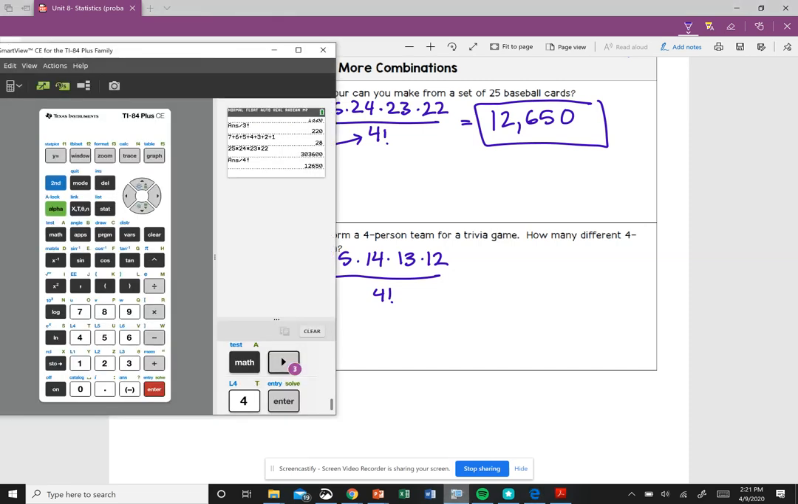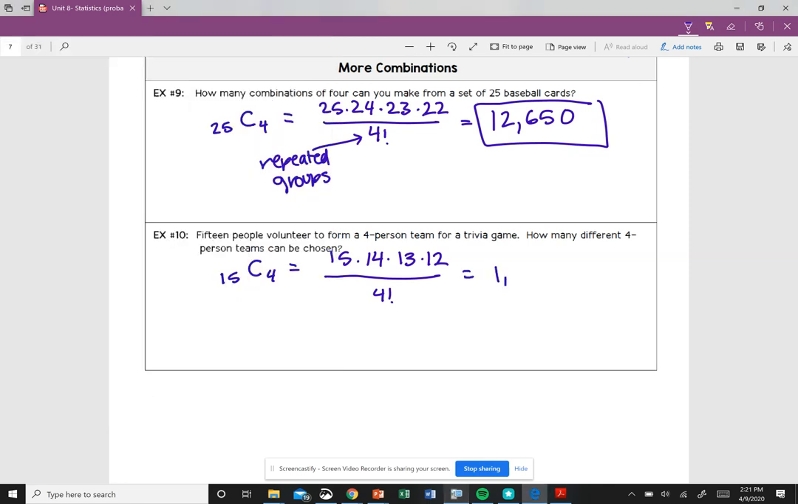So we pull out our handy dandy calculator. 15 times 14 times 13 times 12, and we're just going to divide that by 4 factorial. Except if I put 4 factorial, that'd probably be a lot more helpful. So we get 1,365 ways that a group of 4 people can be chosen from those 15. That's a lot.